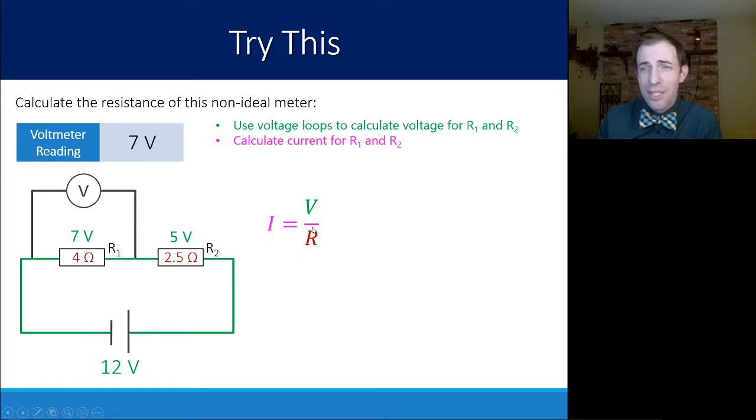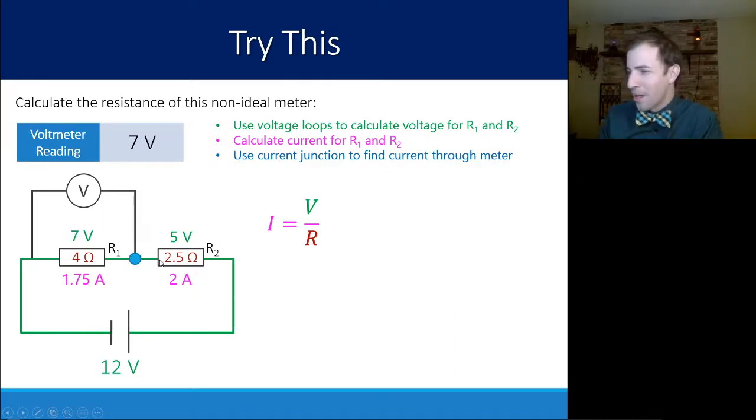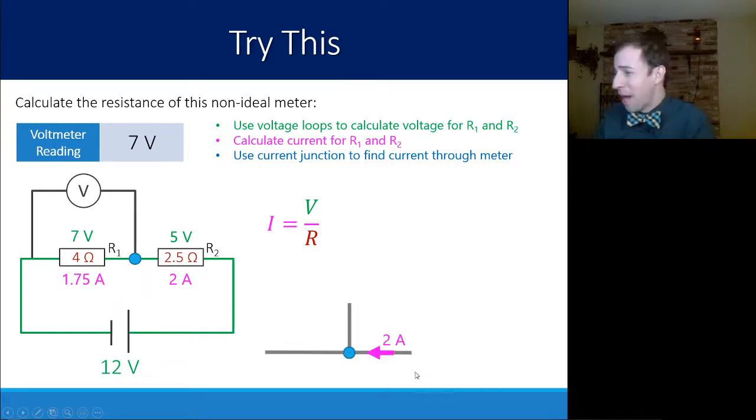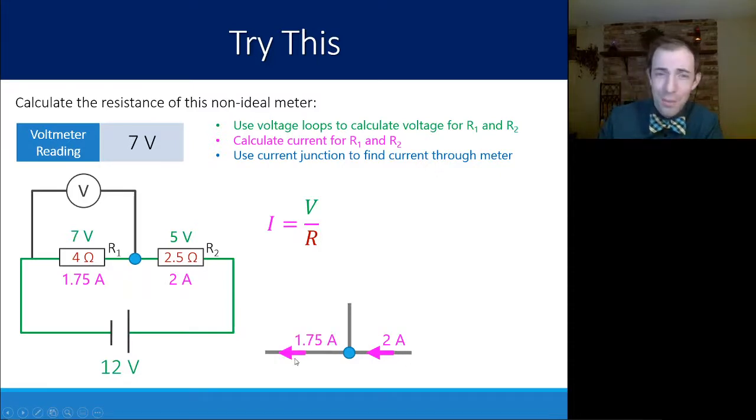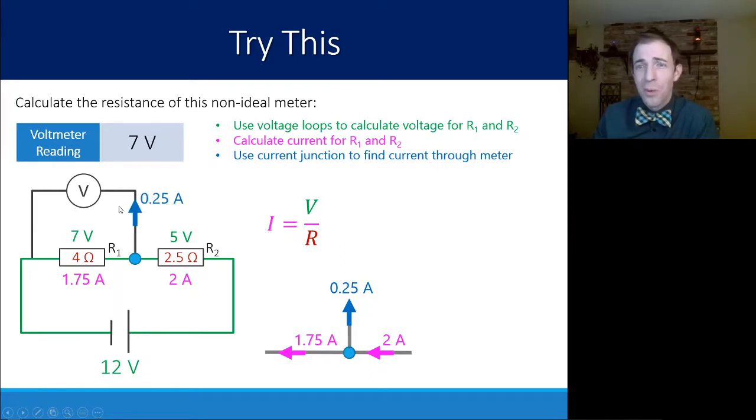Finding the current is just voltage divided by resistance. 7 divided by 4 is 1.75 amps. 5 divided by 2.5 is 2 amps. So then I can look at a current junction here right at this point where it splits off into the voltmeter. I know that this current isn't exactly the same, that it lost some of its current; some of it is flowing through this voltmeter. I can look at this junction to figure out how much. 2 amps becomes 1.75 amps, which means that there has to be 0.25 amps, a quarter of an amp, going up this branch towards that voltmeter.